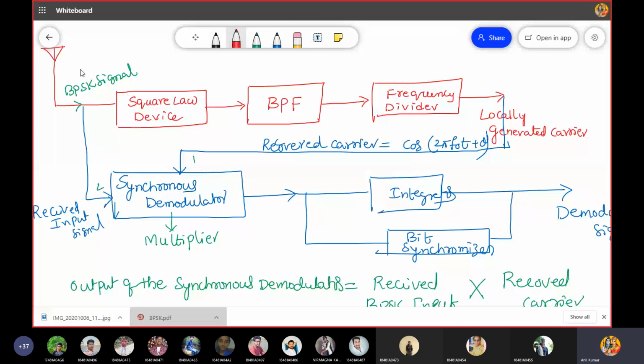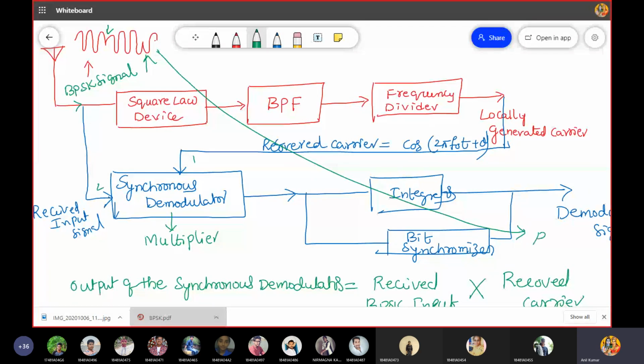So this is a BPSK signal. This BPSK signal will be in the form of like this. Phase shift is there. So if you identify, this one will be the phase shift and this one will be the phase shift. So corresponding to these received phase changes, how does it generate the bits at the output here?